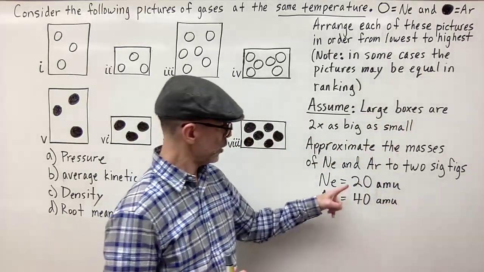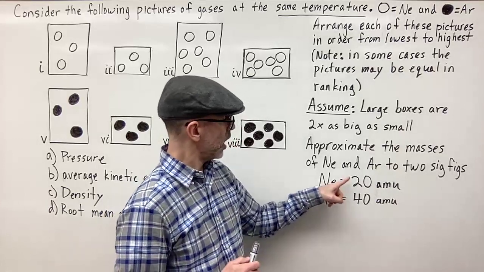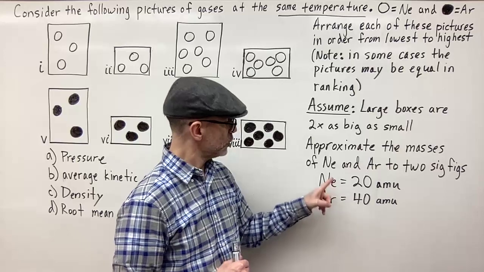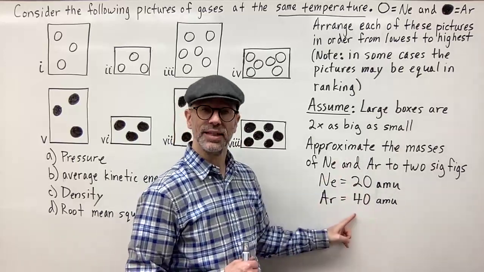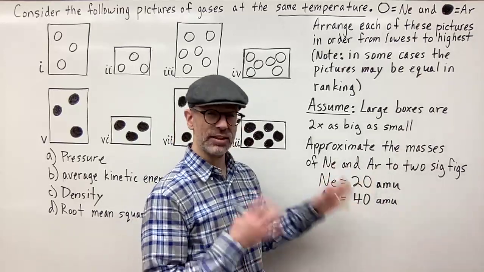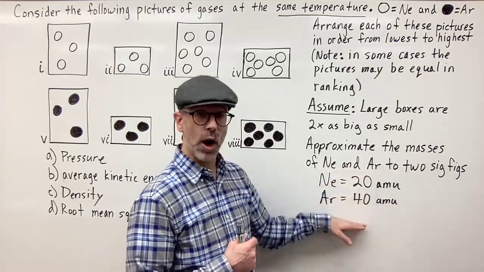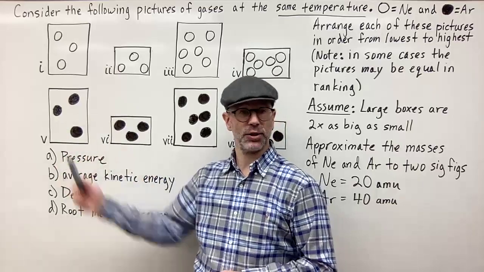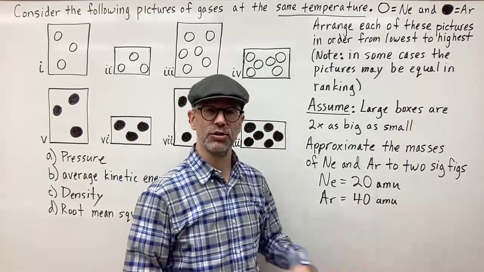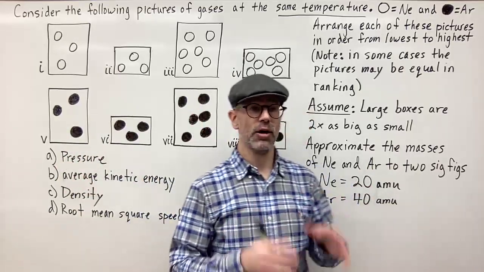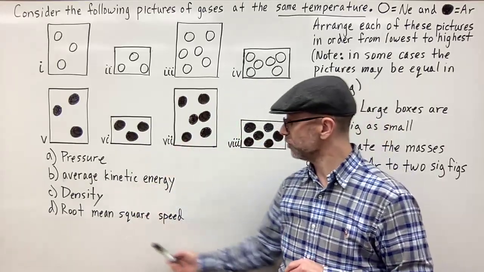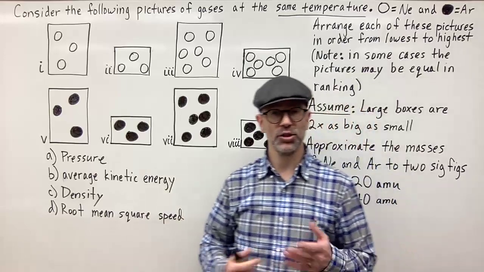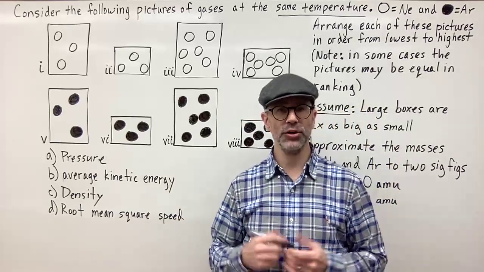Now, notice here that neon is half as heavy as argon. So argon is twice as heavy as neon. And so that's going to be important. Notice that they're twice. And the boxes here are twice. They differ by a factor of 2. The masses here differ by a factor of 2. So that's going to be important for ordering according to these particular characteristics. Okay, so let's go ahead and do this.